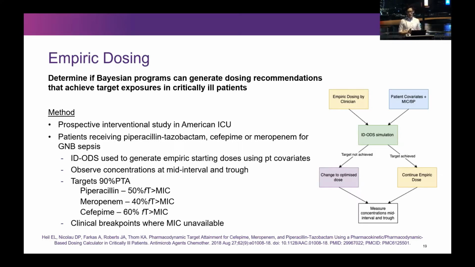Irrespective of which group they ended up in, they measured the mid-interval concentration and the trough concentration in subsequent doses. For the purposes of this study, they defined their targets for piperacillin as 50% of the dosing interval whereby the piperacillin concentration exceeded the MIC. For meropenem, it was 40%, and for cefepime, it was 60%. So really, these were targets identified from in vitro studies. And where they were unable to use the MIC, they used the clinical breakpoints for that particular pathogen.